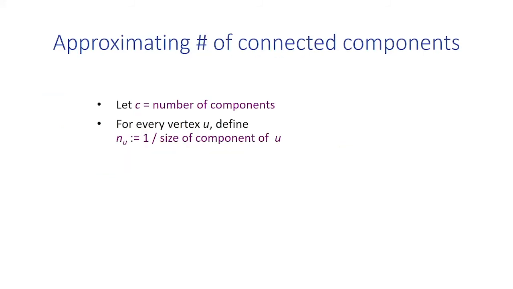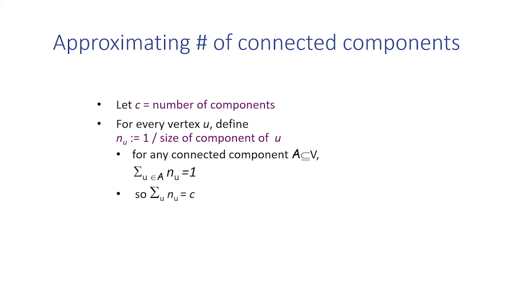All right, so what are we going to do? Let C be the number of components. For every vertex U, we define the quantity n sub U to be 1 over the size of U's component. For any connected component A, which is a subset of the vertices, if you sum n sub U over all U in A, you get 1 over size of A, added up size of A times, so you get 1. If you sum this over all nodes in the whole graph, you get the number of connected components.